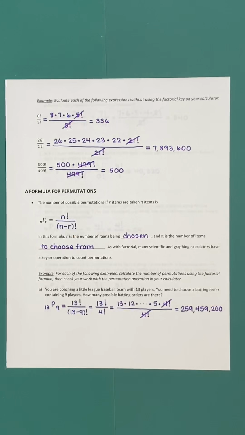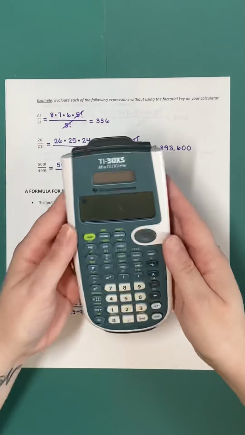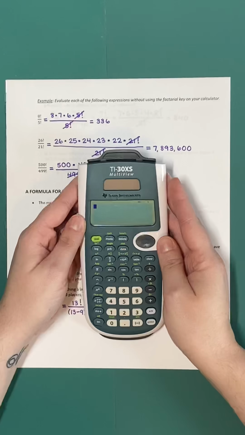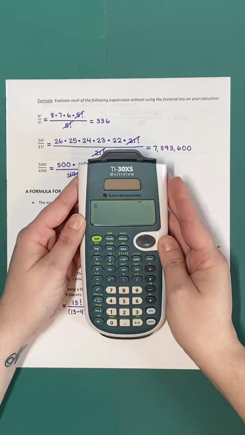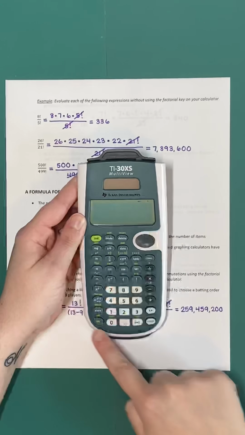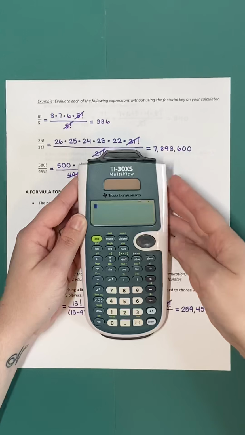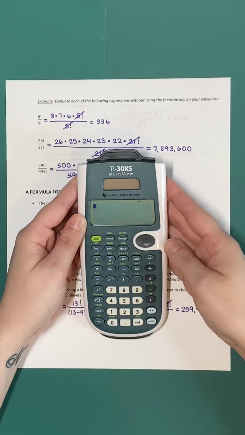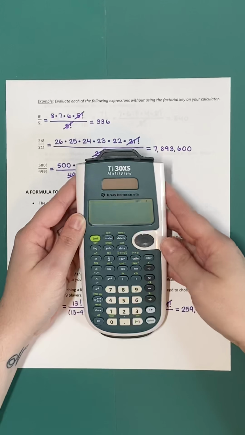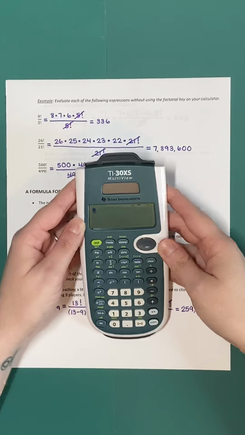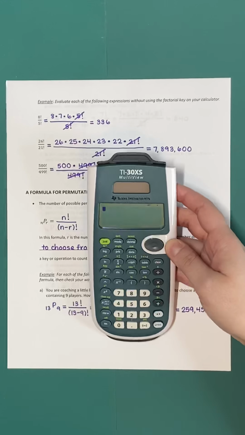Now, before we do that, let me show you where you can find this button on your calculator. So I'll show you on the scientific one we use, and then I'll show you on the graphing calculator. So if you're using this particular calculator, factorial is not immediately available right there on your buttons. There's nothing labeled with factorial, but it is there. I promise it's there.